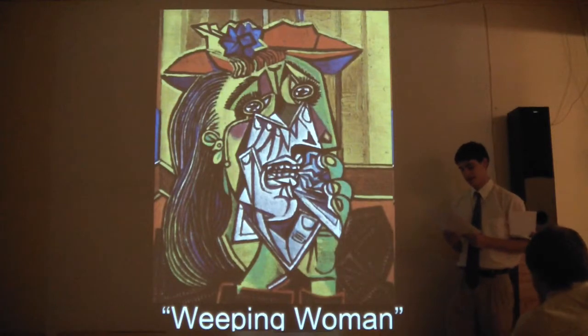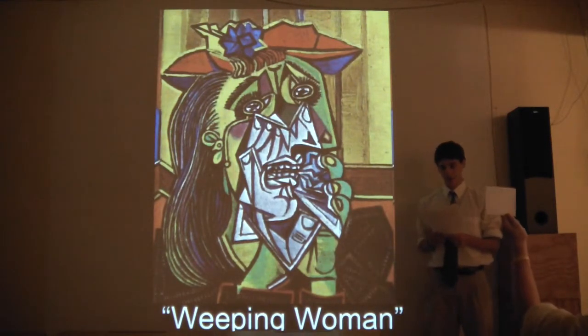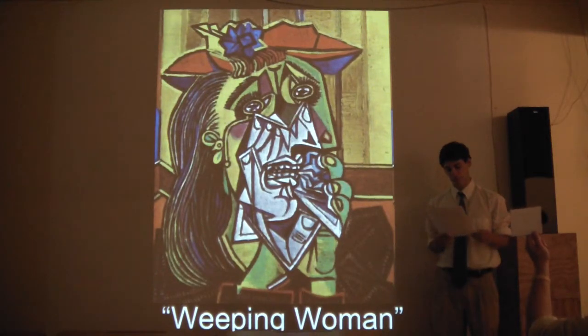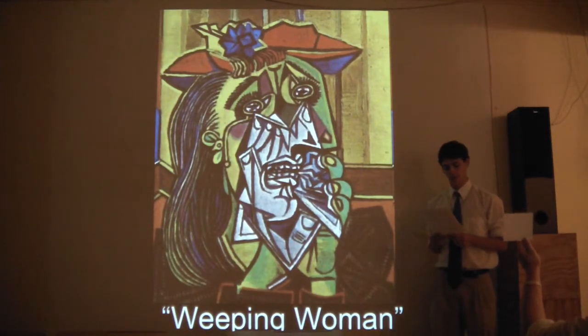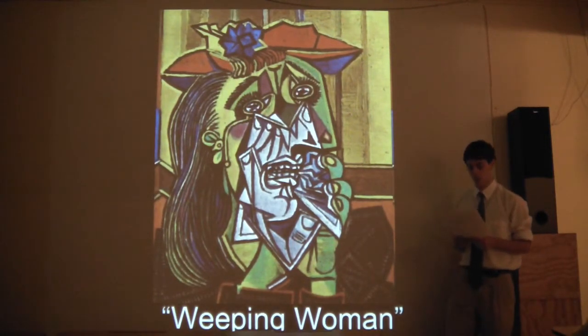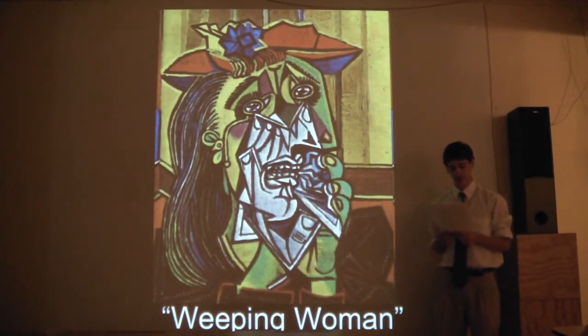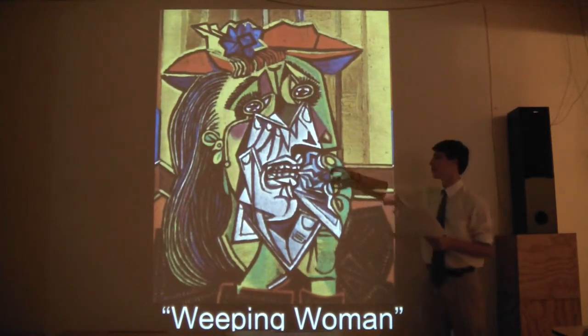Weeping Woman, 1937. This was done during the Spanish Civil War and is a symbol of shock, despair, and suffering. It portrays a huge amount of emotion. It is very powerful and represents an artistic statement against war. The power is shown in her cubist and abstract face, where the color is a cool metal shade.